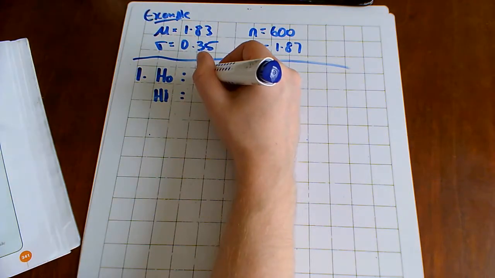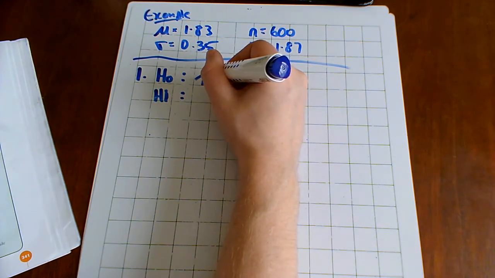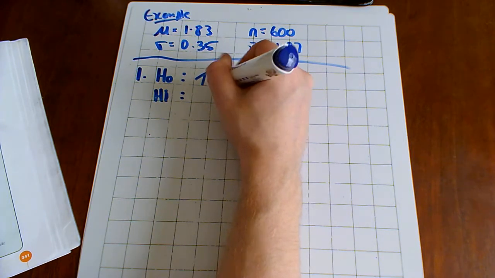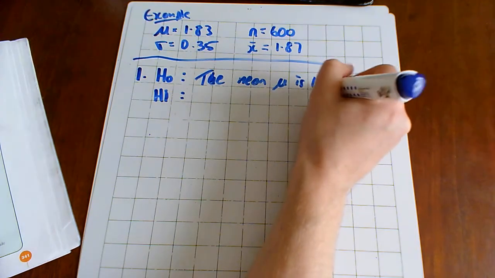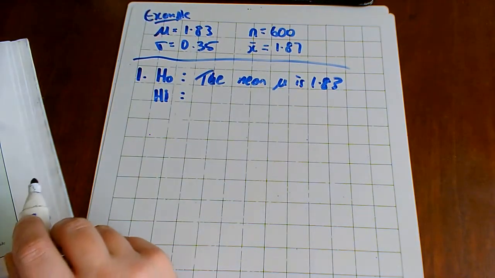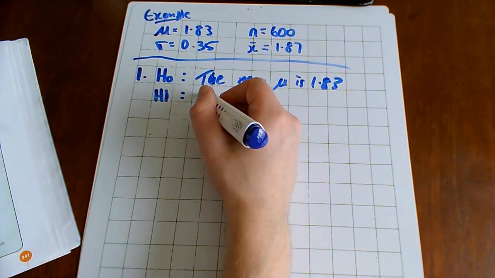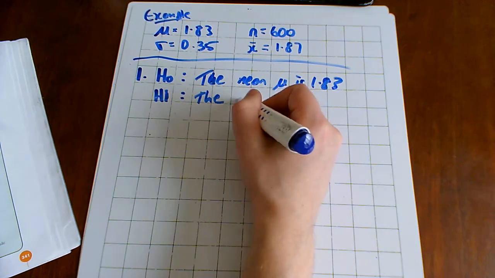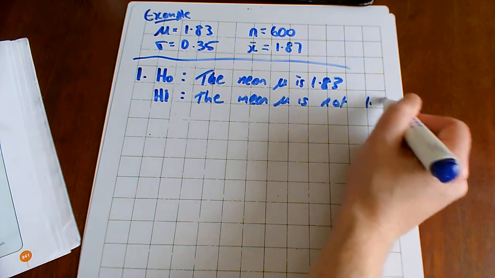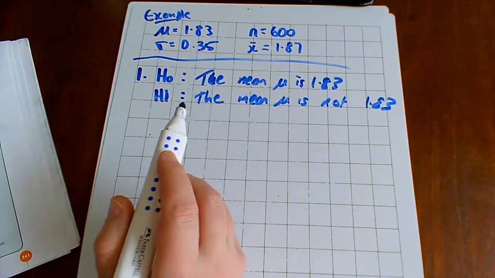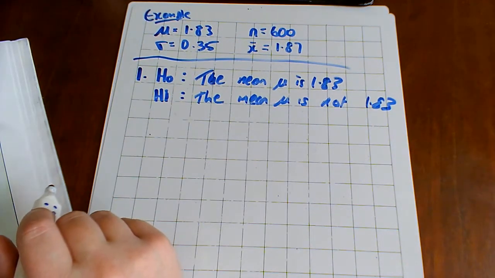So the null hypothesis is the mean, mu, is 1.83, because that's what he states from his crop. And then the alternative hypothesis is just that the mean is not 1.83. That's all you're saying. It's not. You don't know what it is, but you're saying it's not that anyway.